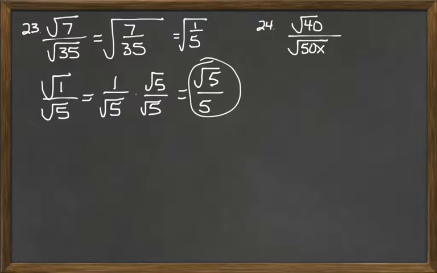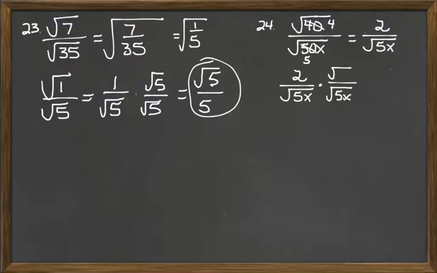Again, let's go ahead and strike out the 40 and the 50 and make them 4 and 5. And now, geez, this is easy because now the square root of 4 is 2. And my fancy form of 1 is just simply going to be root 5x over square root 5x. Multiply your numerators together, denominators together, and there's your final answer.